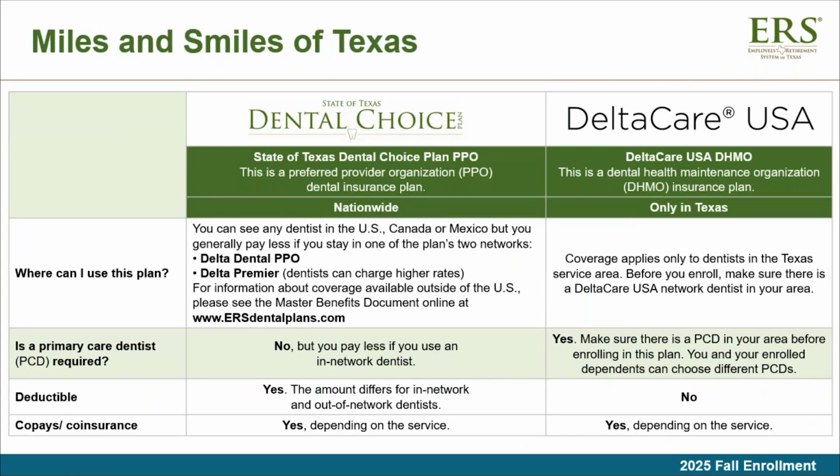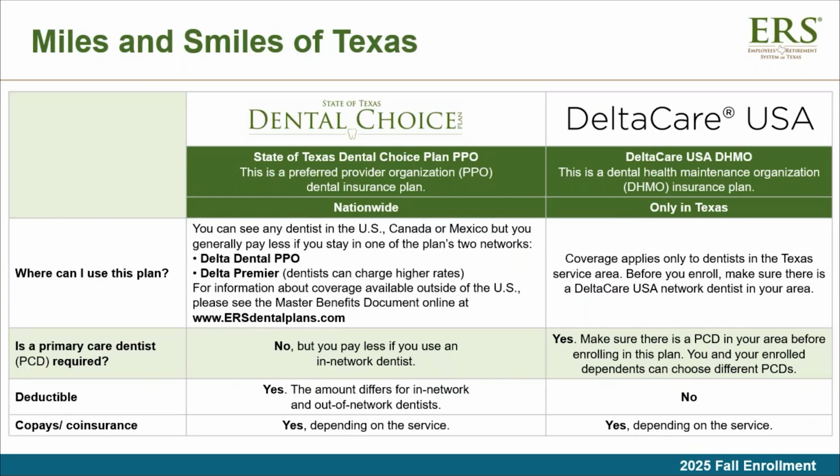Currently, there are two different dental plans that you can choose from. You have the State of Texas Dental Choice Plan, which is a PPO plan. Participants are not required to designate a primary care dentist, and you can also see any dentist that takes the PPO dental plans. Or you have the Delta Care USA DHMO plan that does require you designating a primary care dentist, and you can only access services from that dentist that you have. Now, I do want to mention with that PPO plan, you can access services anywhere within the United States, Canada, and Mexico.